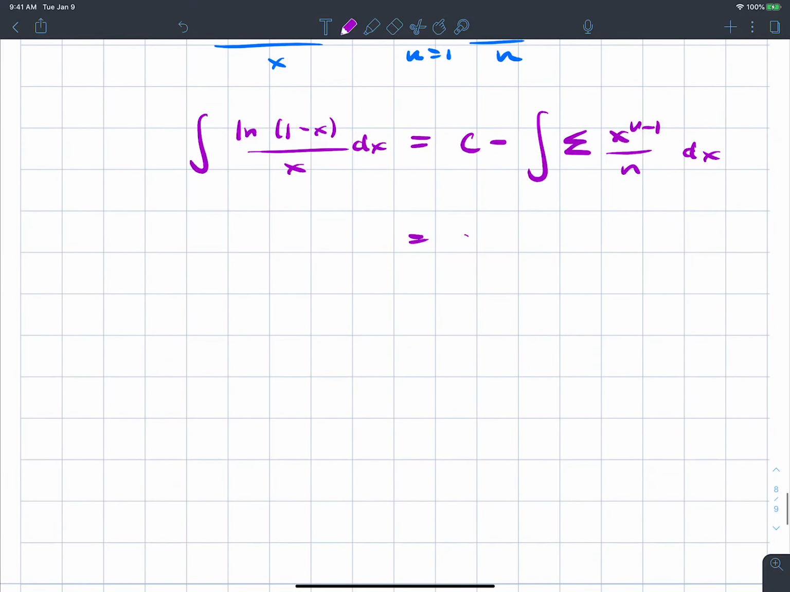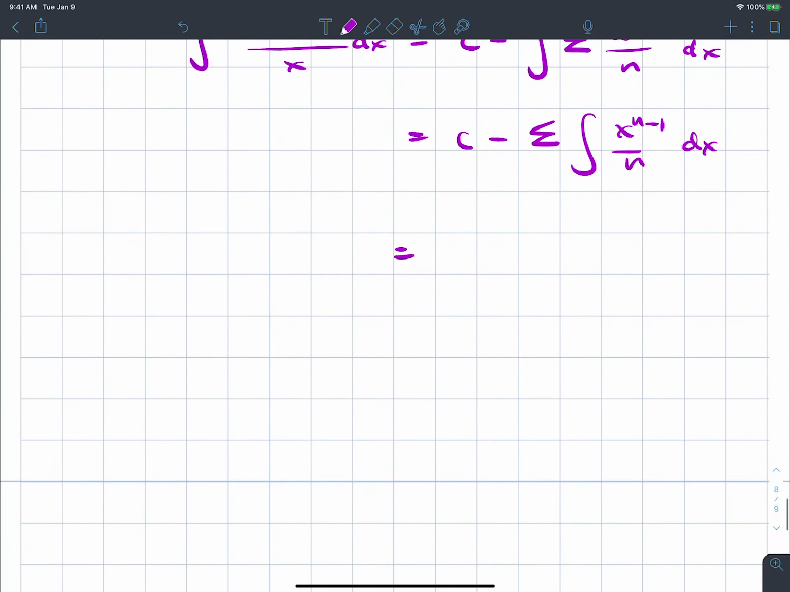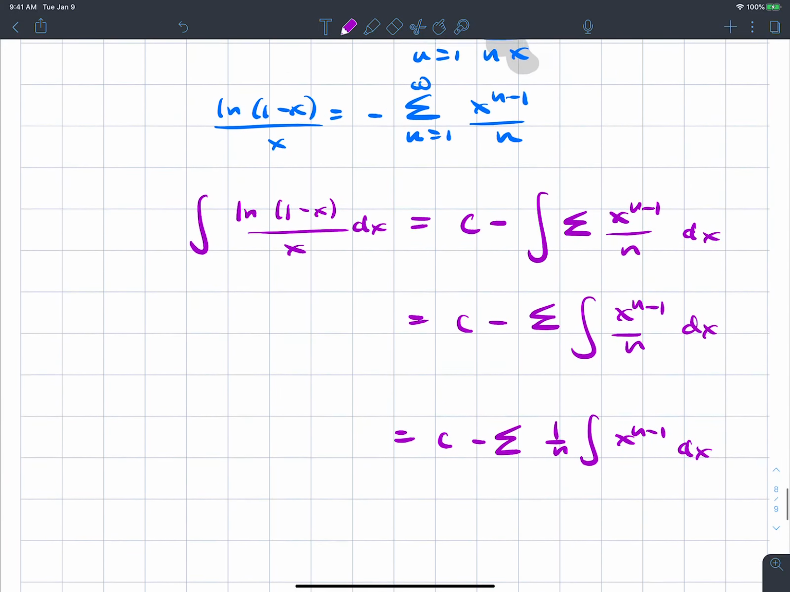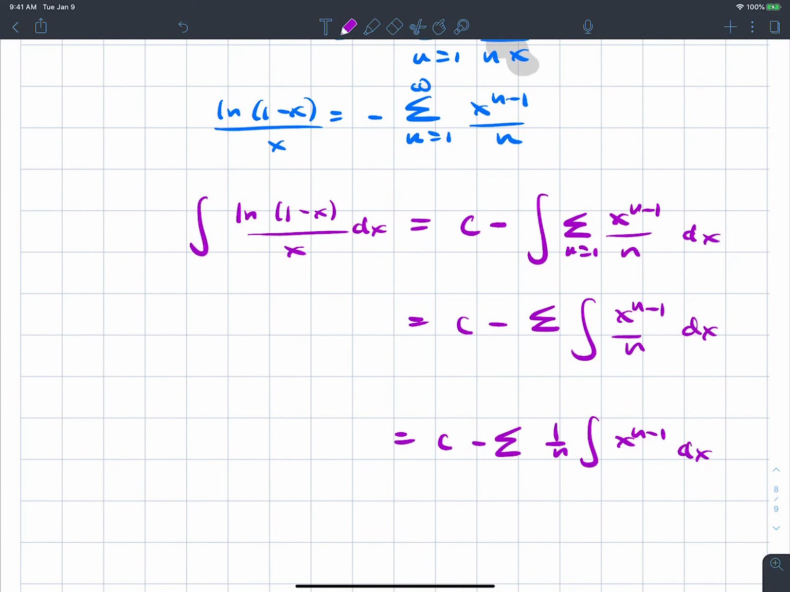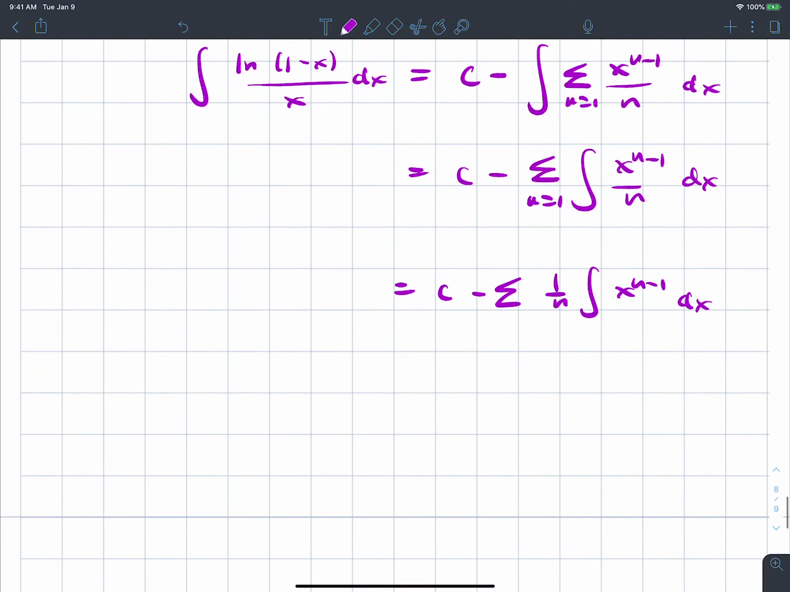Integral of a sum is sum of integrals, so I have to integrate really x to the n minus 1, and this is n dx. I'm going to actually pull out my constant for this integral, but I'm going to keep it in the summation. So I have my sum, 1 over n. Now we integrate x to the n minus 1 dx. And let's not forget, this is n is 1. And we could just even put 1 here.